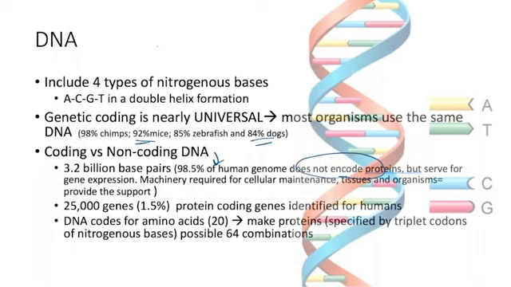The other 1.5%, it's roughly 20 to 25,000 genes. Those are the protein coding genes, and that is what's going to get all of the proteins that are used within our body to do what's needed for our cell maintenance and making up DNA coding. DNA codes for proteins by amino acids, makes proteins.